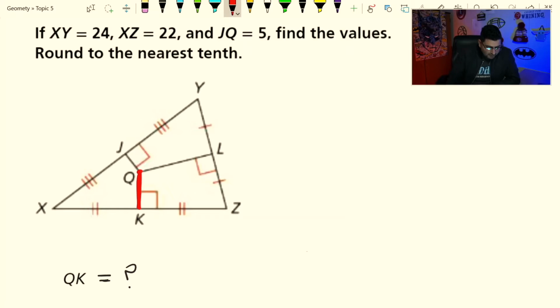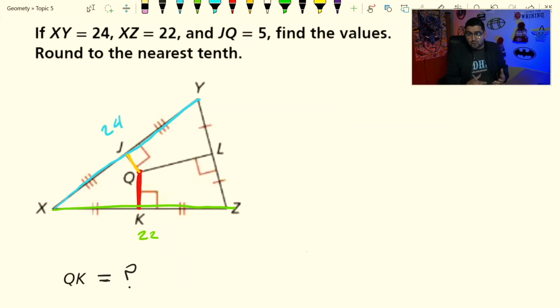So what we end up doing is we are going to go ahead and label all of the other parts. XY in this case would be this long piece. That is 24. XZ is 22, and from J to Q, we know this distance is 5.